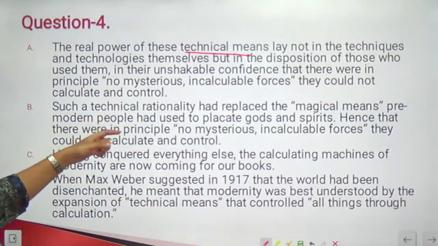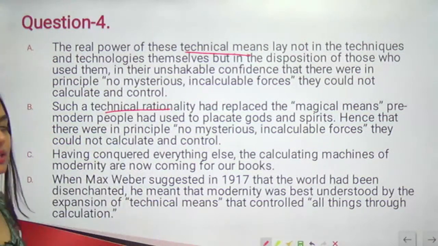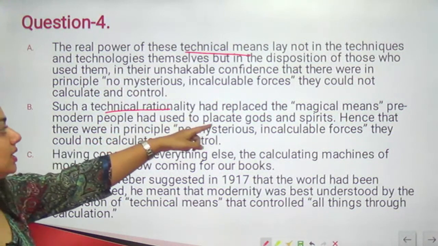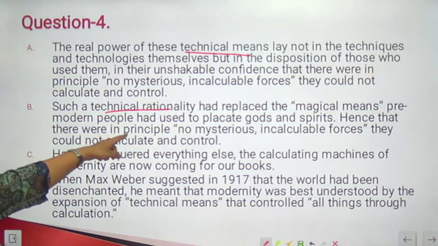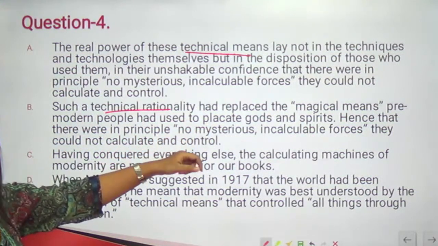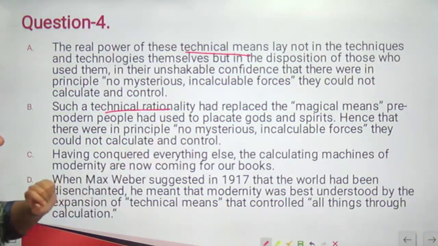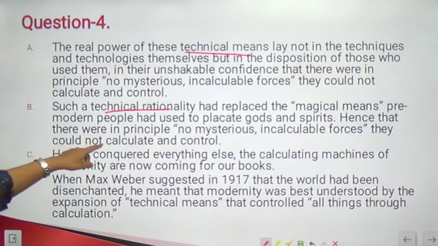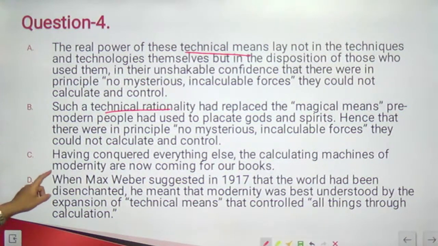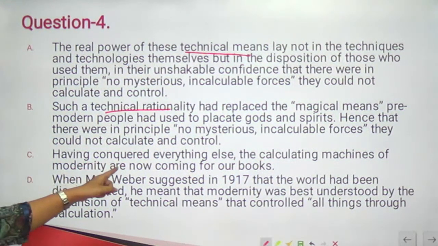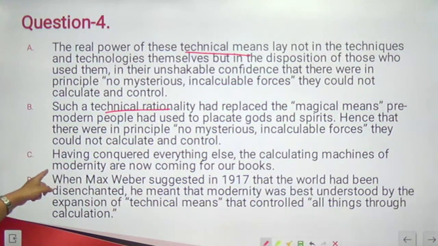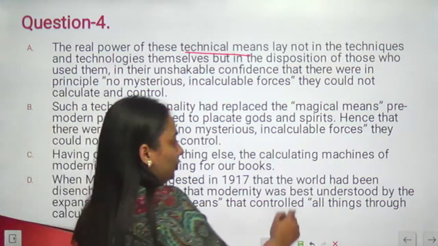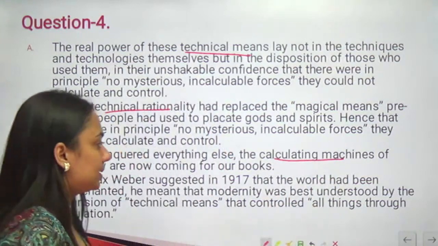Such a technical rationality. Again technical rationality. Whose technical rationality is this? Such a technical rationality had replaced the magical means pre-modern people had used to placate gods and spirits. Placate is to pacify. Hence that there were in principle no mysteries, incalculable forces they could not calculate and control. Reading the last one. Having conquered everything else, the calculating machines of modernity are now coming for our books. Okay, so they are talking about computers. They are talking about calculating machines.